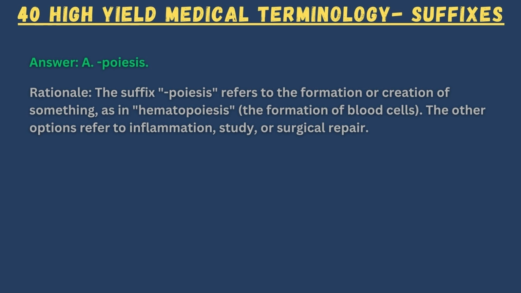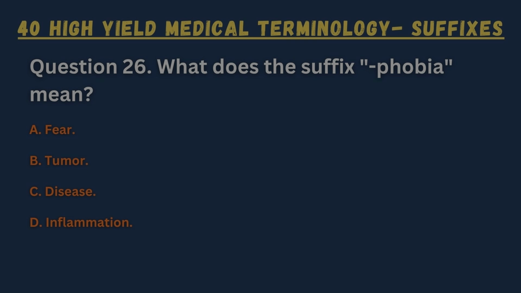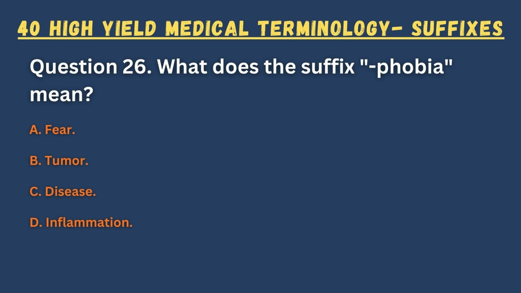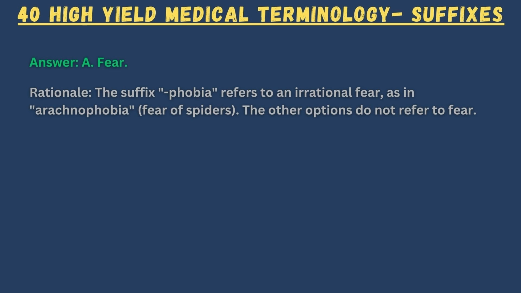Poiesis. Rationale: the suffix poiesis refers to the formation or creation of something, as in hematopoiesis, the formation of blood cells. The other options refer to inflammation, study, or surgical repair. Question 26. What does the suffix phobia mean? A. Fear. B. Tumor. C. Disease. D. Inflammation. Answer: A.